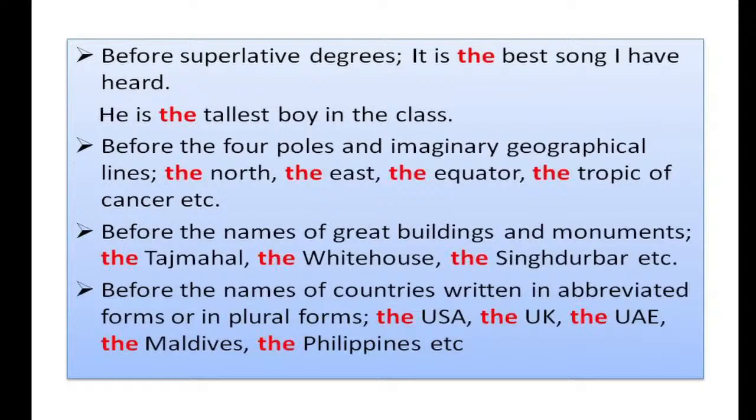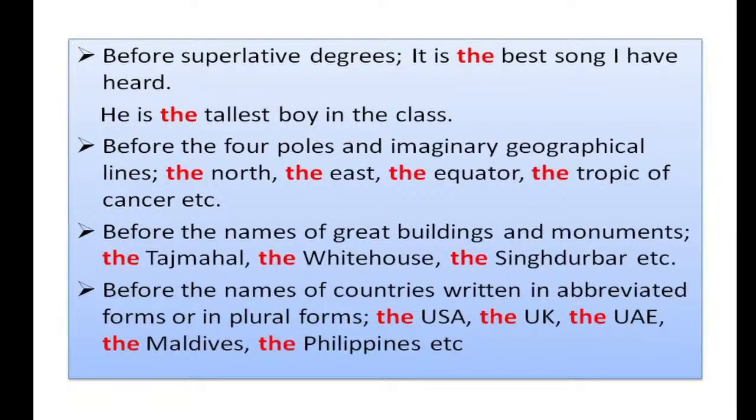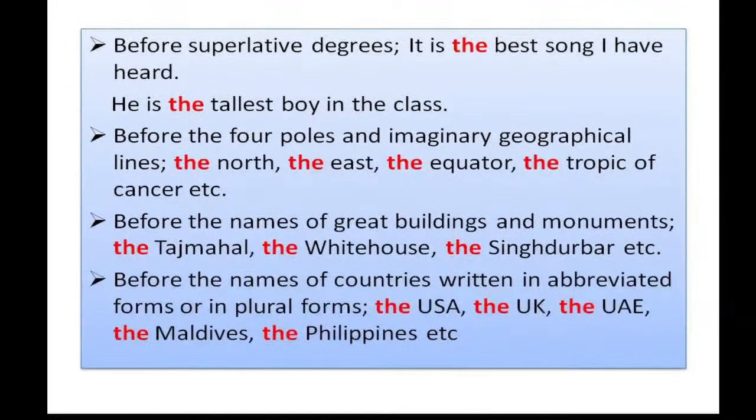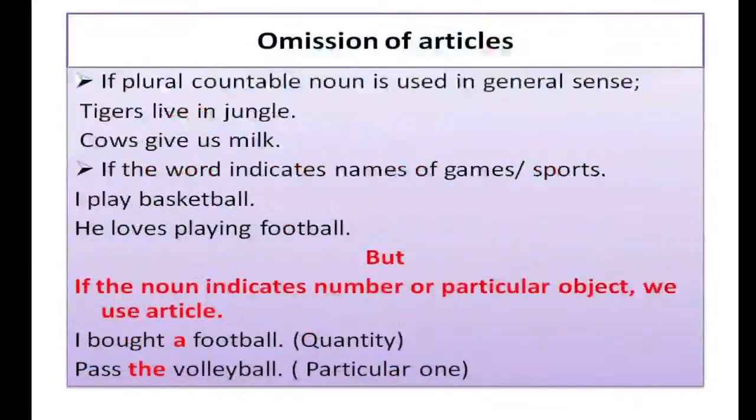Before superlative degrees: it is the best song I have heard. He is the tallest boy in the class. Before the four poles, that is the north, the east, isn't it? Likewise the equator, the Tropic of Cancer. Before the names of great buildings like the Taj Mahal, the White House, Singha Durbar, they take the. Before the name of a country written in abbreviated form, for example the USA, the UK, the UAE, the Maldives, the Philippines, either if they are abbreviated or in plural forms, they take the. It is additional. Okay. Next slide.